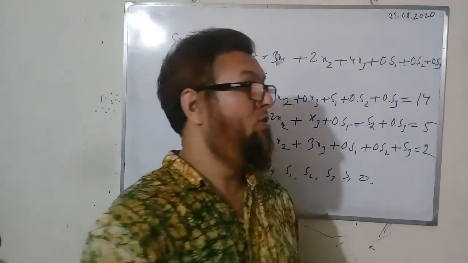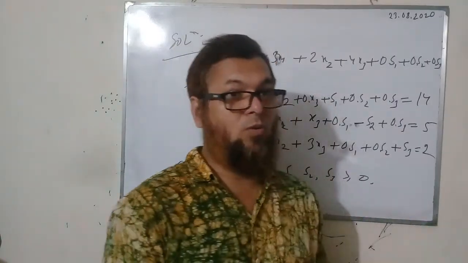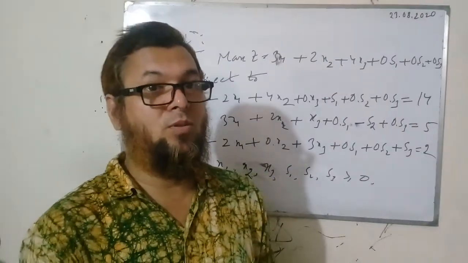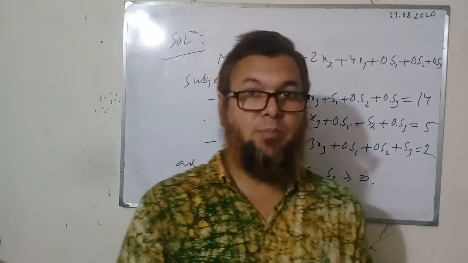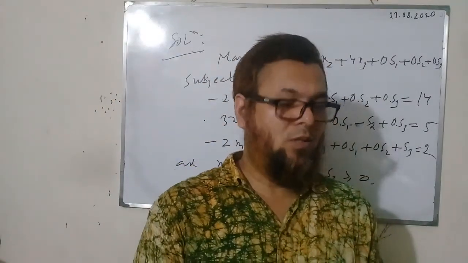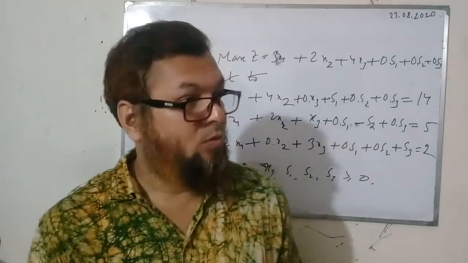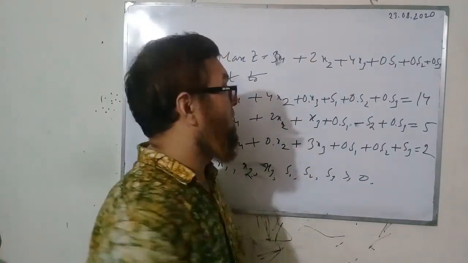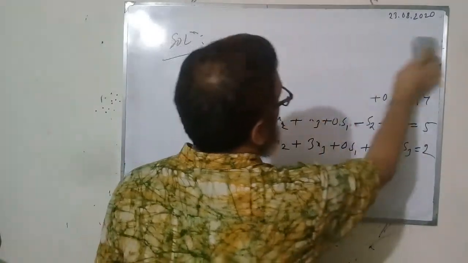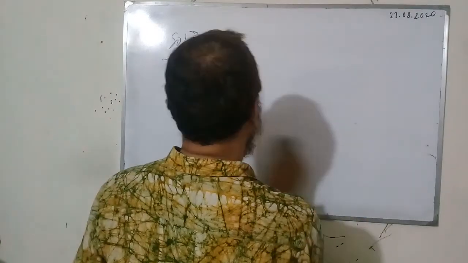So when the constraints are less or equal to type or greater or equal to type, then we add slack variables or subtract surplus variables to reduce them to equation type. This form is called standard form.